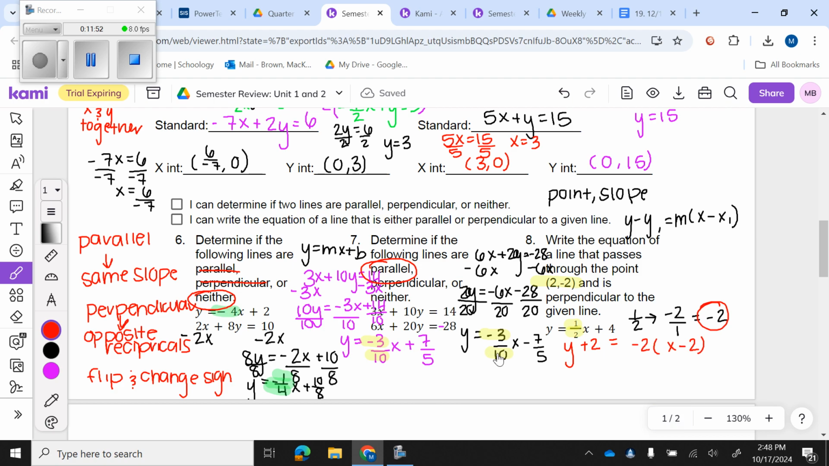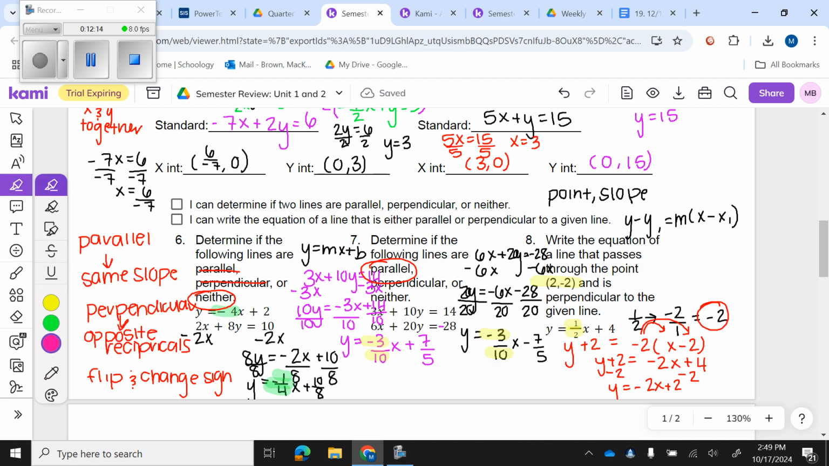All right, that's in point-slope. If you wanted to get slope-intercept, you could keep distributing. So we're going to distribute. I'm going to have y plus 2 equals negative 2x plus 4, because a negative times a negative is a positive. To get y by itself, I'm going to subtract 2 from both sides, and I would have y equals negative 2x plus 2. Last thing you want to go back in and check is that your slopes are perpendicular, which I've got a 1/2 and a negative 2, so we're good to go.